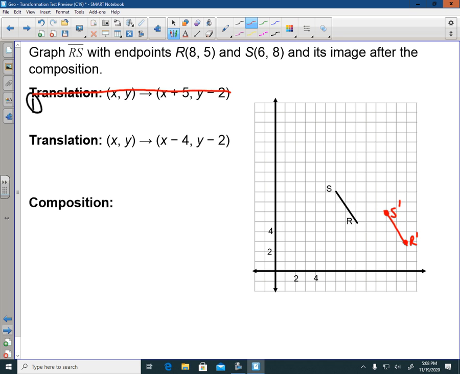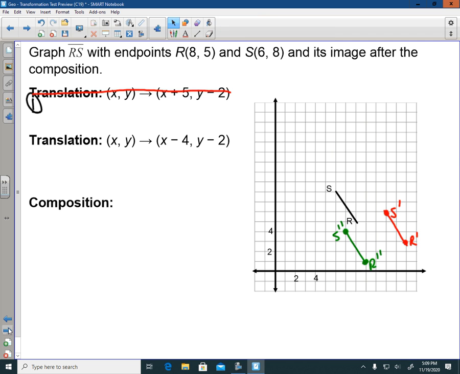We're actually going to move from SR prime to get SR double prime by moving 4 units to the left and 2 units down. That's what that translation rule is telling us to do. So S prime moves 1, 2, 3, 4, 1, 2 to get to S double prime. And R prime goes 1, 2, 3, 4, 1, 2 to get to R double prime. And that is what the composition looks like.